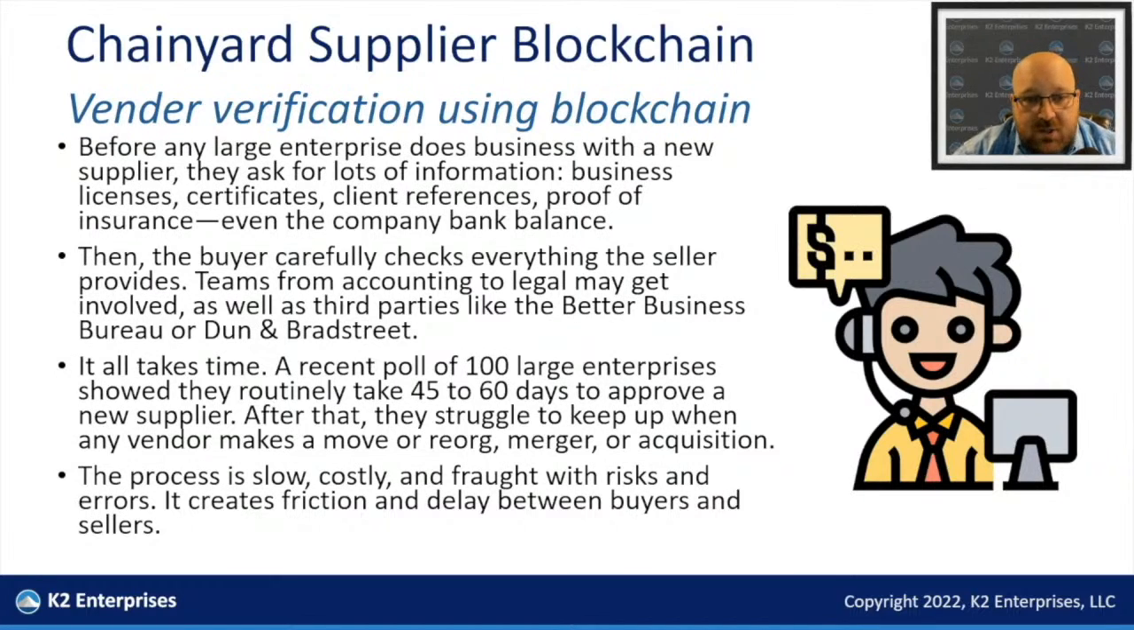So before any large business will do business with somebody else, a new supplier, they have to get lots of information. On a small scale here in my business, for example, we usually have to get an agreement in place. We might have to get the W-9 in place for tax return information. And then whatever actual facilitation information we need to do business, we'll have to do that as well. For bigger businesses, it goes up.